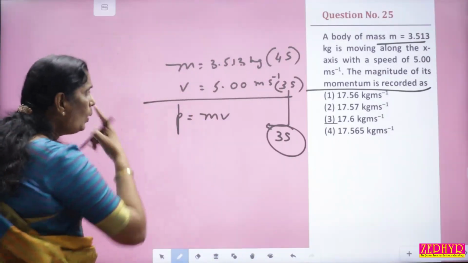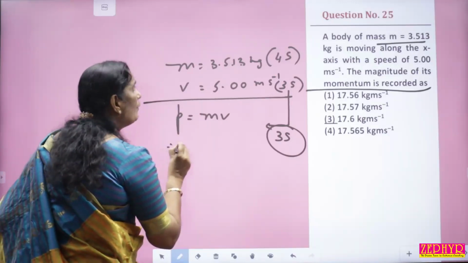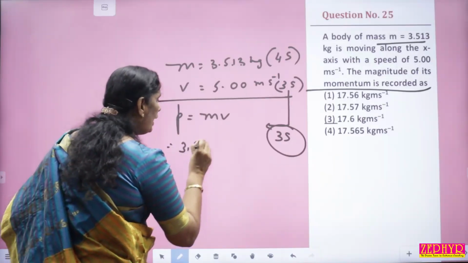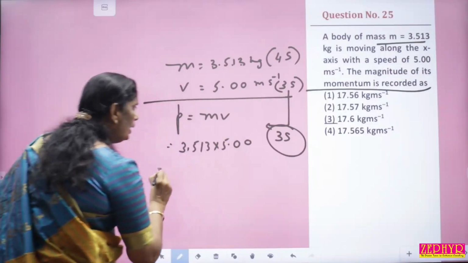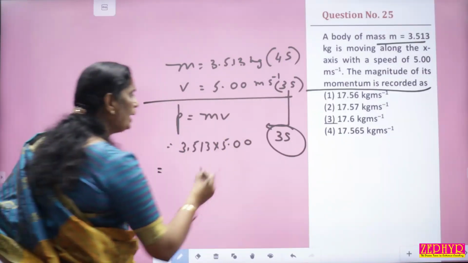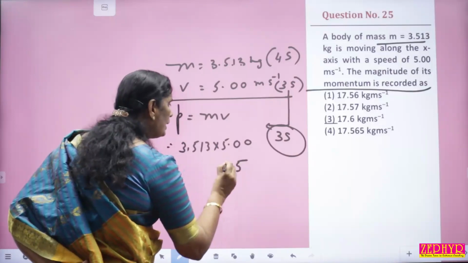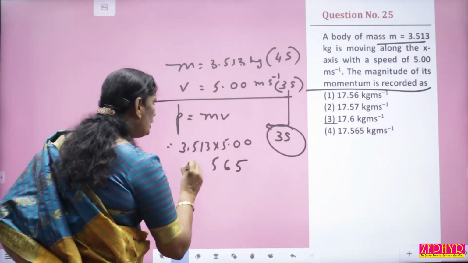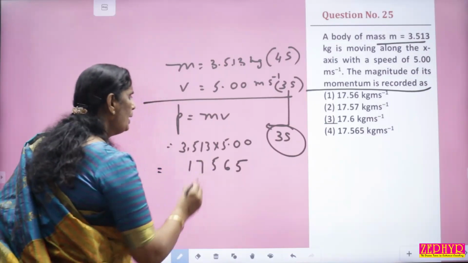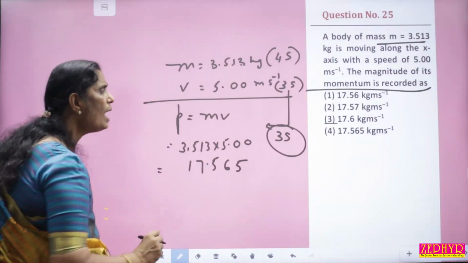Now we have to multiply 3.513 into 5.00. You have to multiply everything. So this will be 15 and this will be 6, this will be 25, 2, this will be 17. Now I had to put the 3. So this is the answer I got.